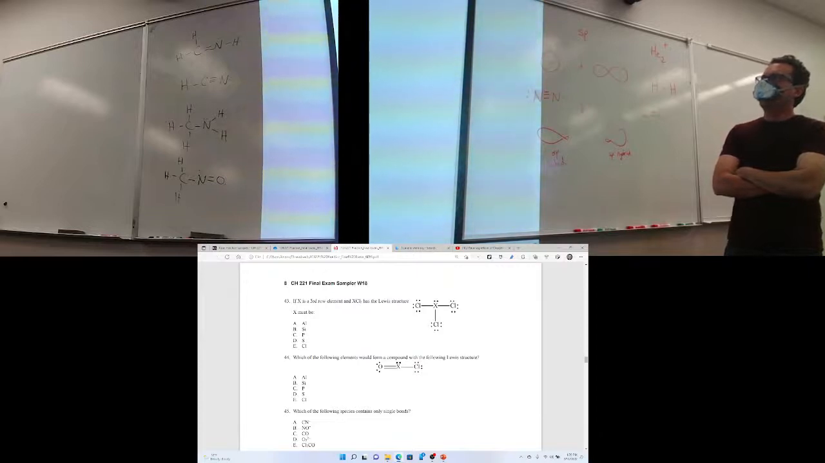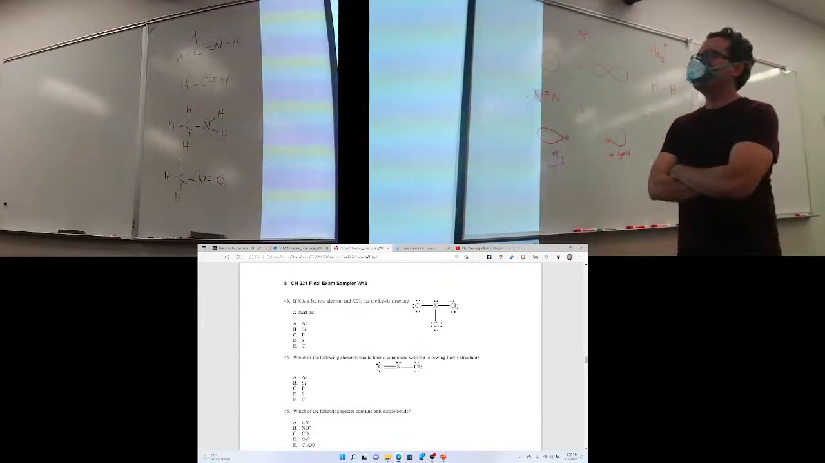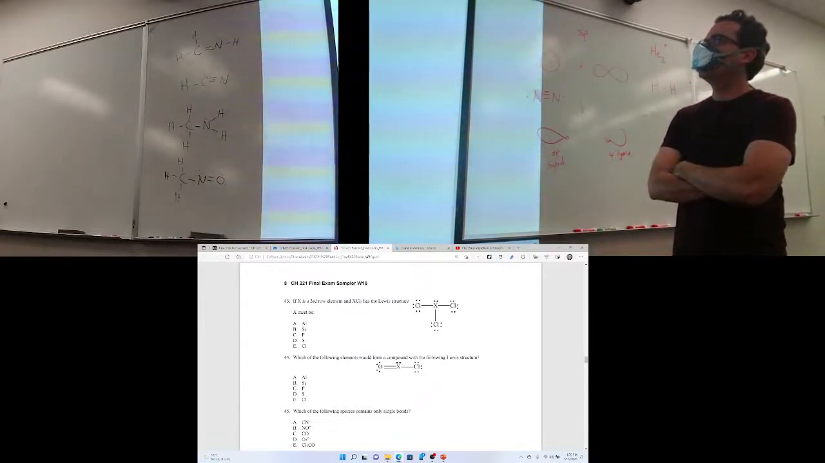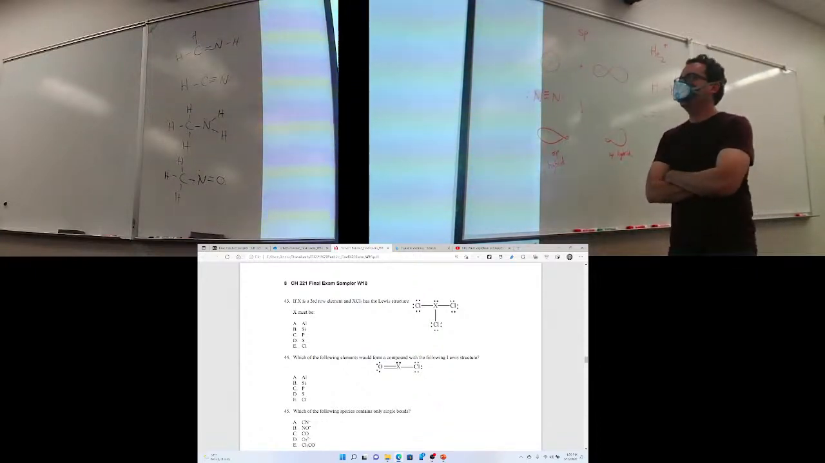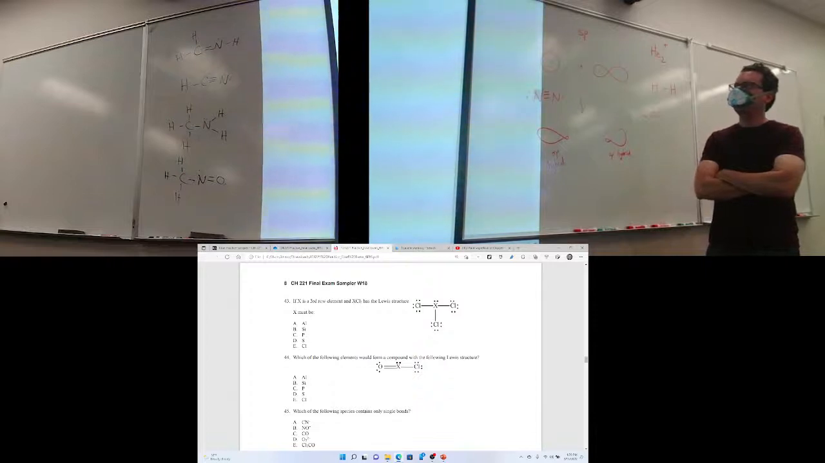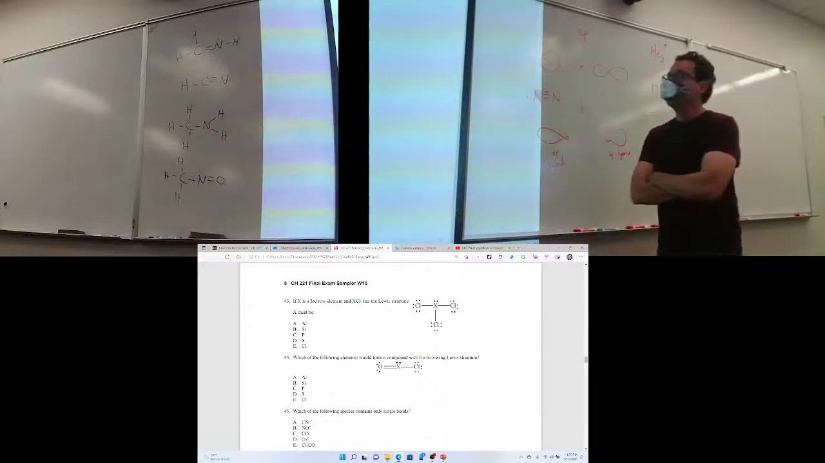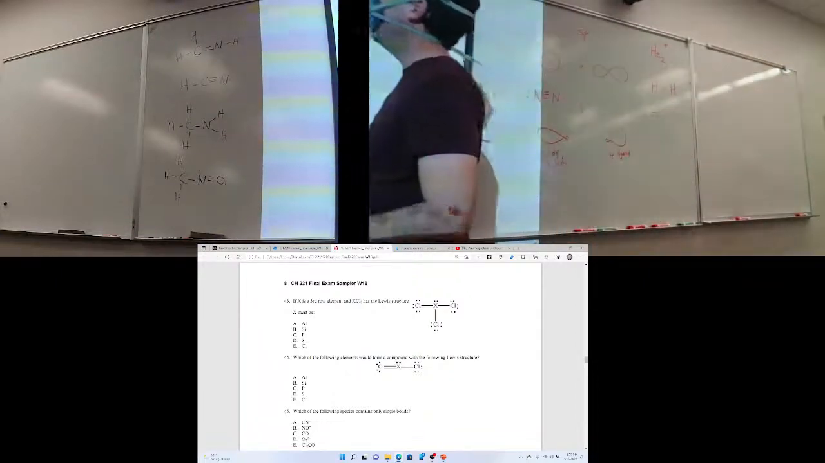So if X is a third row element and it has this Lewis structure, X must be what? Well, there's a few ways you could do this. You could just try all of these elements and see if they make sense. Or you can count electrons. So remember that the Lewis structure should show all of the electrons.